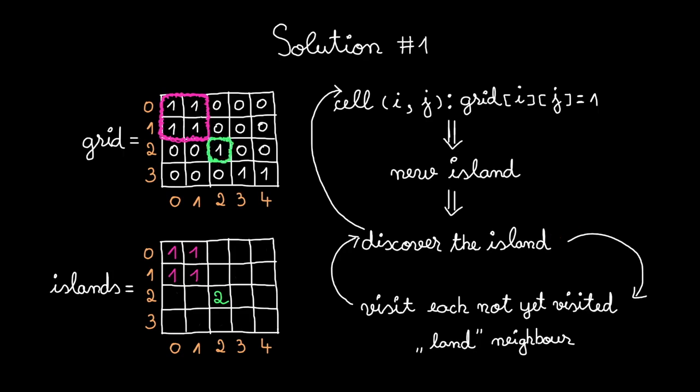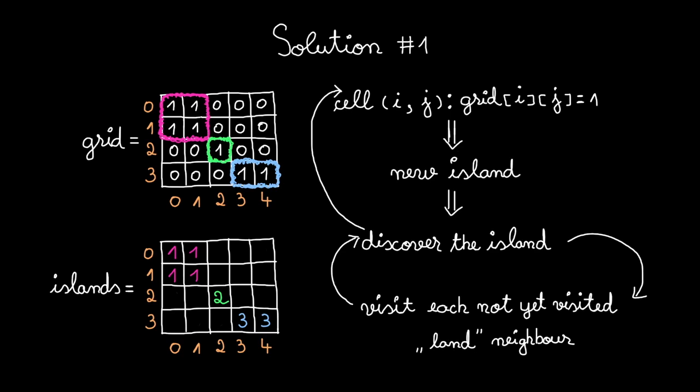Let's continue looking for another unvisited land cell. We find the cell on row 3 and column 3 and mark it as 3. Then, we visit its only land neighbor, 3, 4, which doesn't have any not yet visited land neighbor, so we have discovered the third island entirely. And because there are no more land cells that are not visited yet, the algorithm terminates.